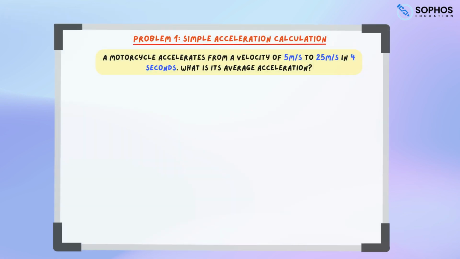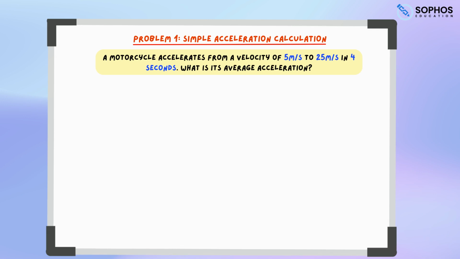Let's apply what we've learned to a few specific problems to consolidate our new knowledge on average acceleration. A motorcycle accelerates from a velocity of 5 meters per second to 25 meters per second in 4 seconds. What is its average acceleration?